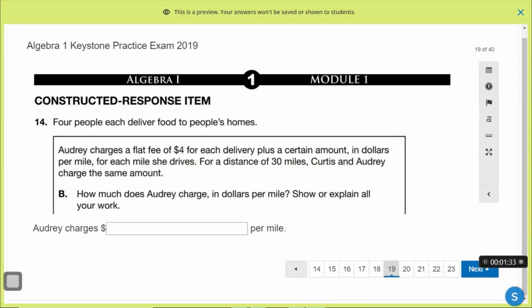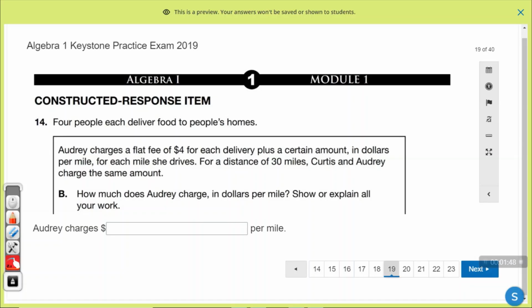Audrey charges a flat fee of $4 for each delivery plus a certain amount in dollars per mile for each mile she drives. For a distance of 30 miles, Curtis and Audrey charge the same amount. How much does Audrey charge in dollars per mile? Show or explain all your work.